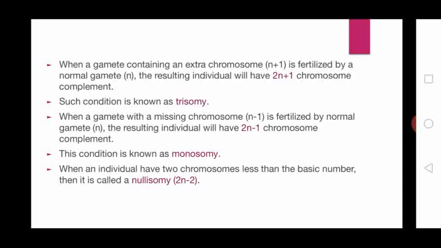When an individual has two chromosomes less than the basic number, it is called nullisomy. Nullisomy means the chromosomal set is lacking two chromosomes from the diploid 2n set. Therefore, 2 minus 2 is equal to 0. Then we can call it a nullisomic condition.